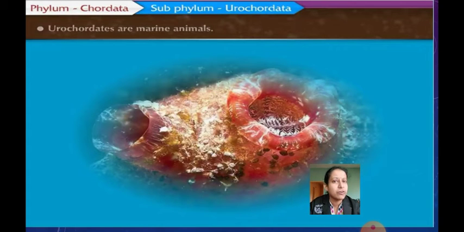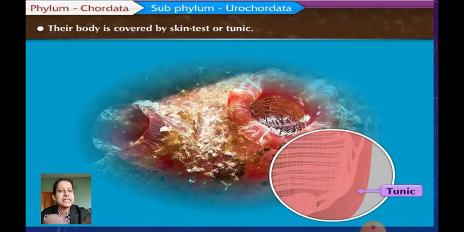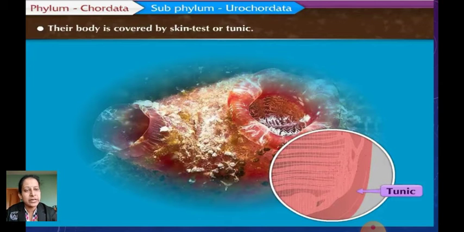First one is Urochordate. Now Urochordates are mostly marine animals. So most of the lower animals are found in the marine waters. Urochordates are mostly marine animals, and their body is covered with a special skin called a tunic, or they are also sometimes called tunicates. So their body is covered with a tunic. It's a special structure for them.